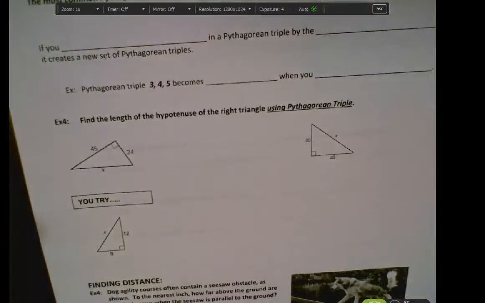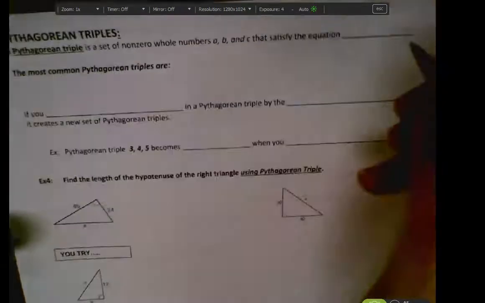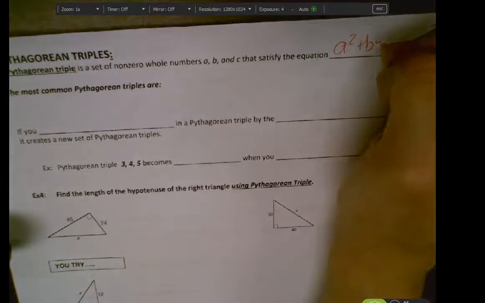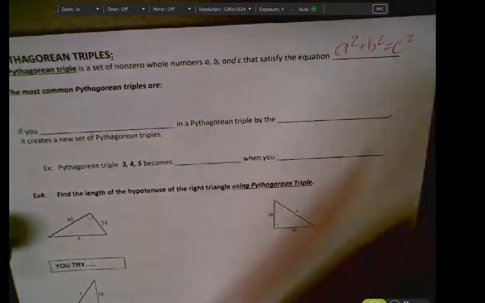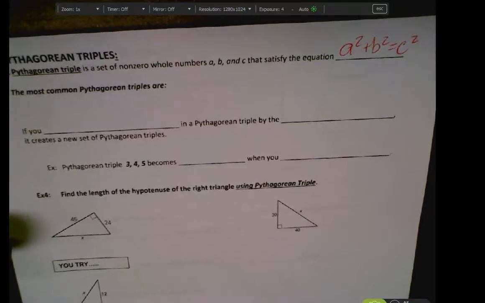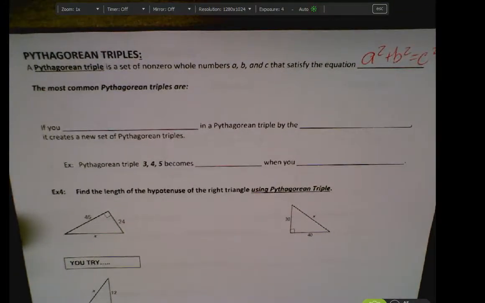A Pythagorean triple. We've talked about this a little bit in class. It's a set of non-zero whole numbers that satisfy the equation of the Pythagorean theorem. So it is your a squared plus b squared equals c squared. So if that's true, then you have a Pythagorean triple. There are some common ones. If you can recognize them, it saves you some calculation time.